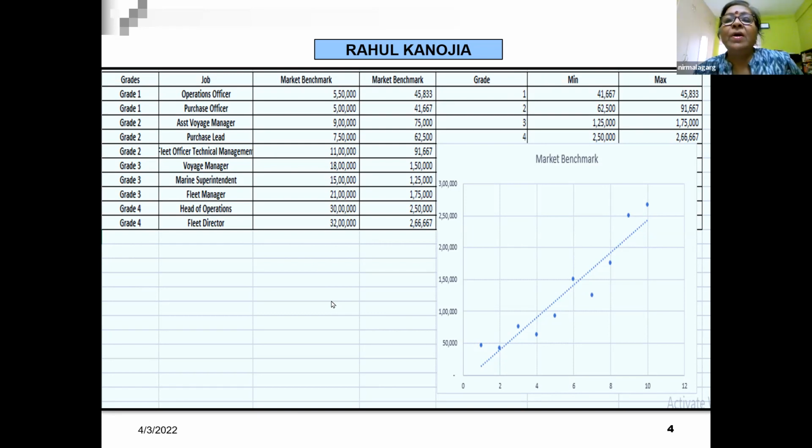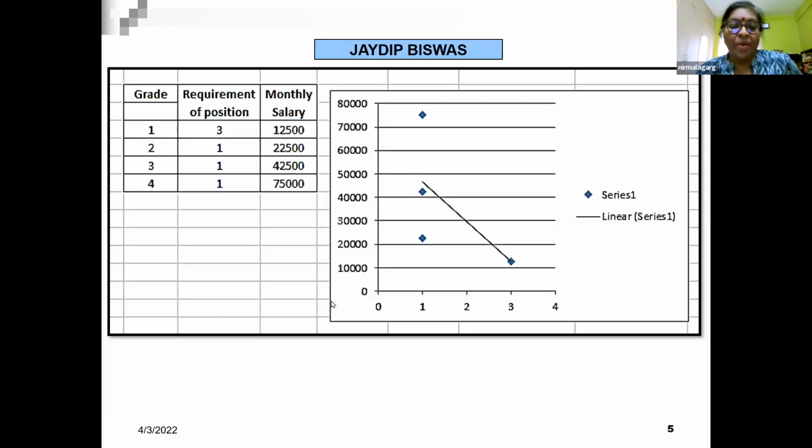Okay, lovely. Now let me see the another. Joydeep, I hope Joydeep is here. Can Joydeep show up? Yes, ma'am. Hello. Yes, I can. You were visible till now, but now you don't want to show up.